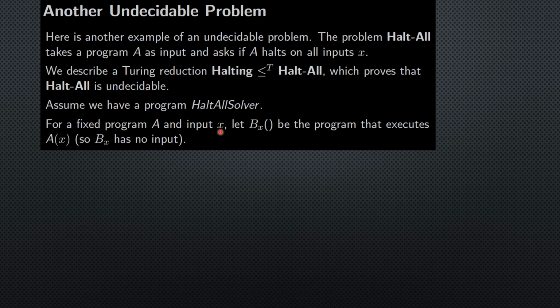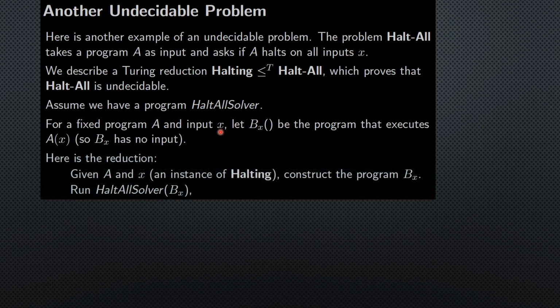And so what happens if we run BX on all of its possible inputs? Well, BX run on all of its possible inputs is just BX run on no input, which is just running A of X. So here's the reduction. Given an instance of halting, which is an A and an X, construct the program BX, which is just going to run A of X where the X is hard-coded. Run the halt-all solver on BX.